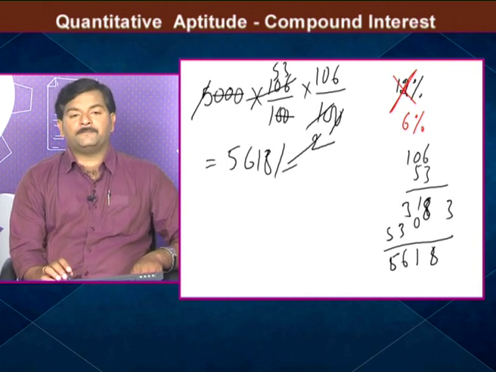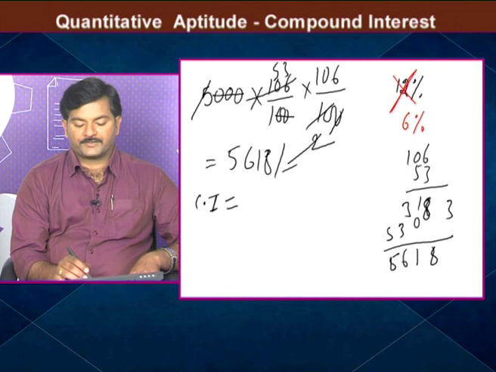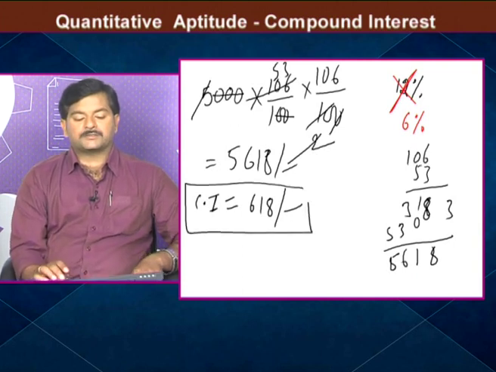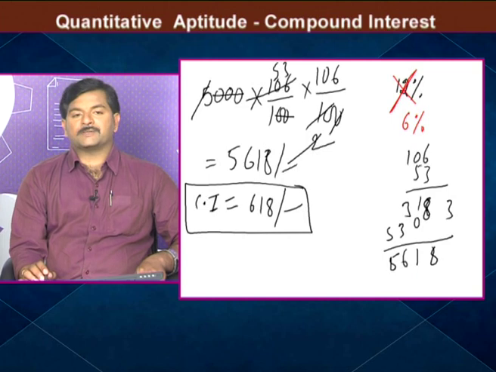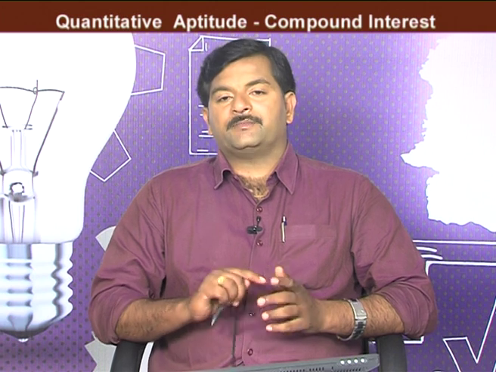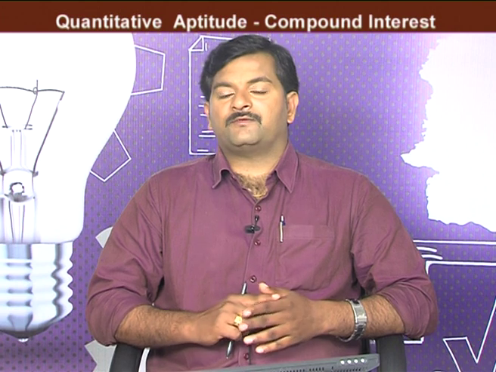He asked you to find only compound interest. So we require only compound interest, not the amount. Hence the answer I am getting is 618 rupees. I hope you understood. So this is the main concept in this question: the rate of interest given is 12%, but you should not take 12%. You should take only 6%. Why? Because interest is being compounded every half yearly. So for yearly 12%, for half yearly 6%.